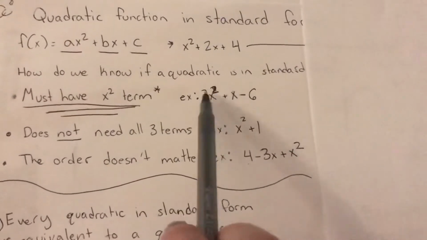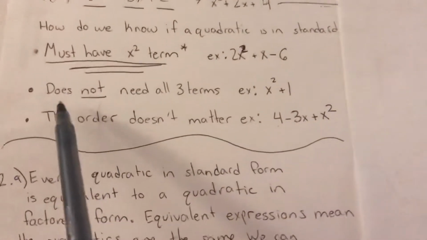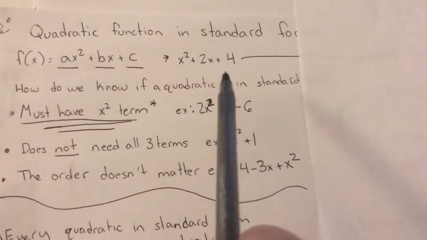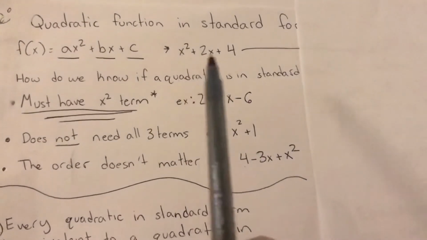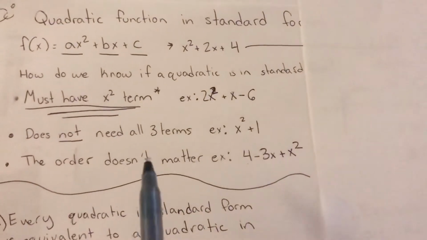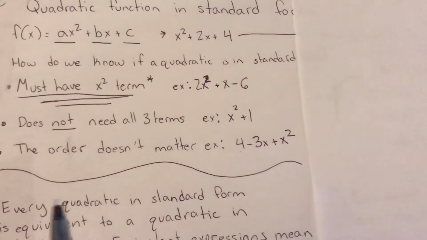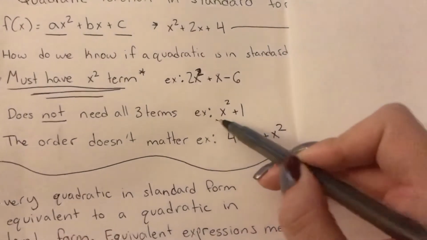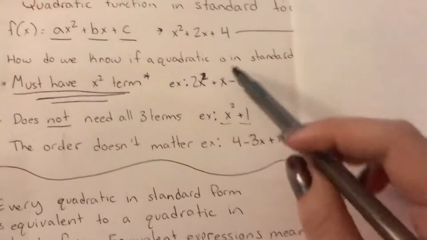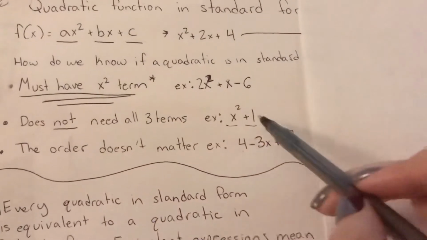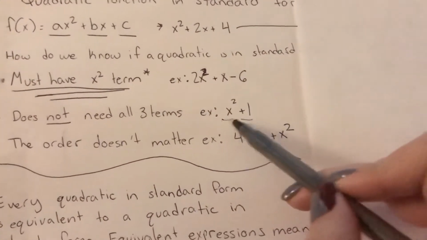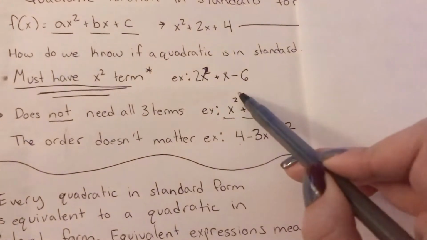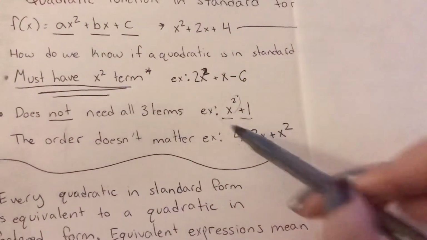I see the 2 as an exponent. Second, it does not need all three terms. All the examples we've looked at so far have 1, 2, 3 terms, but it does not need to have all three terms to still be considered standard form. Here we have x squared plus 1. We don't have a bx term. We don't have a term in the middle here with a regular x on it. That is okay. It is still standard form because I see this x squared piece.